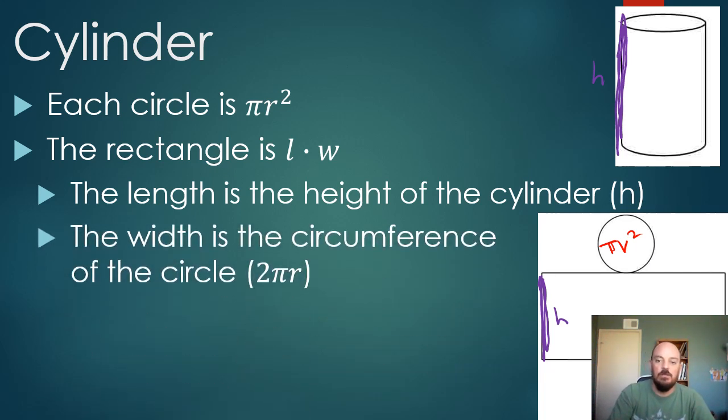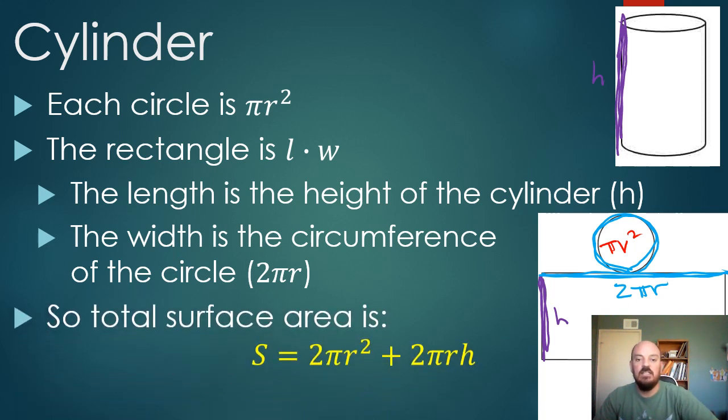Now if you think about it, the width of the rectangle is the circumference of the circle. Because remember, if you folded that around and made it back into a can, that goes all the way around the circle once. Those 2 lengths have to match up. So what we have is 2 pi r. That was our formula for circumference of a circle.